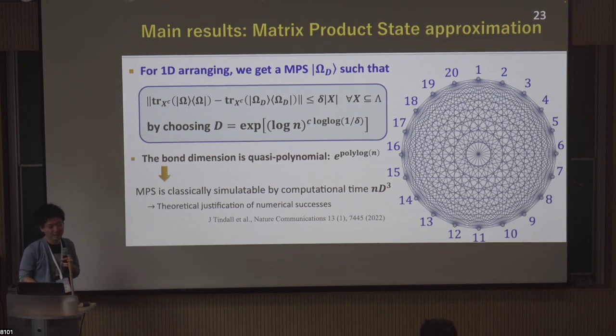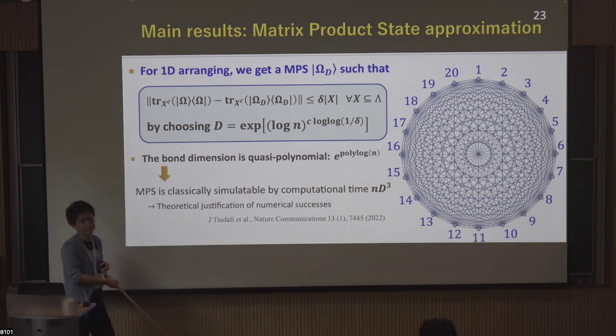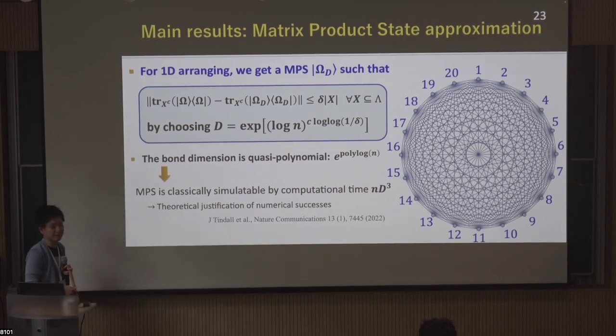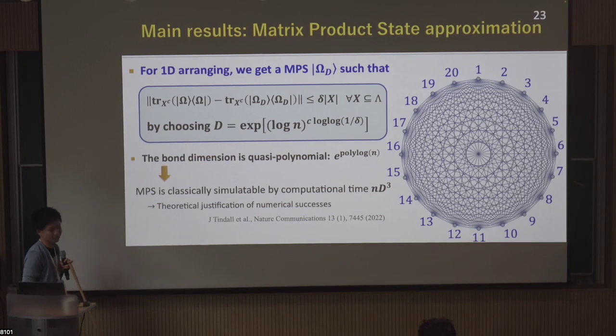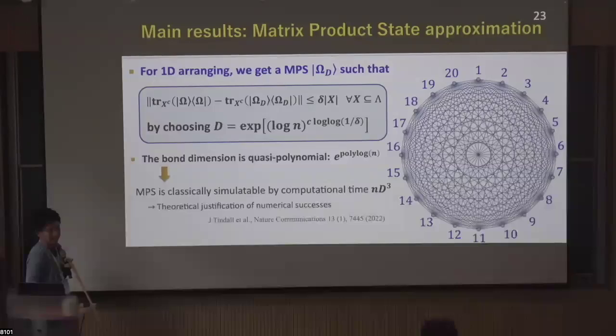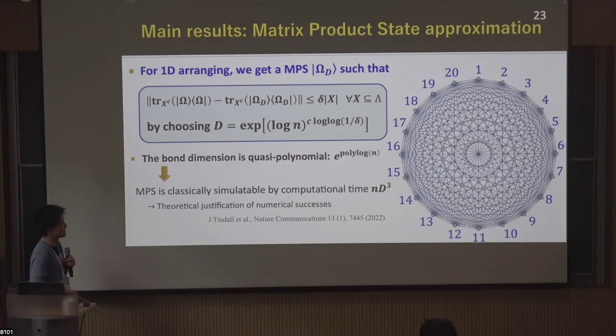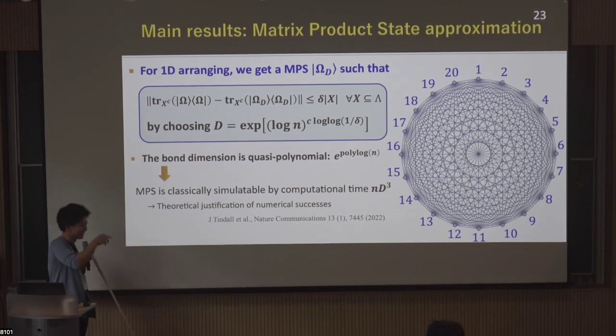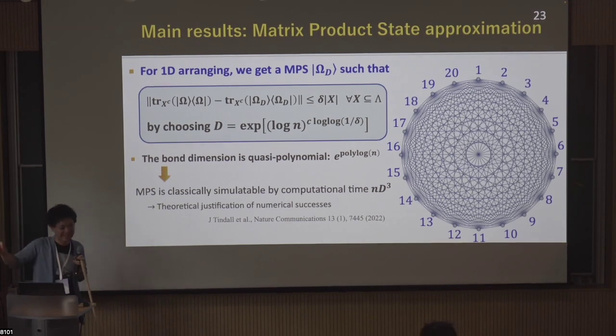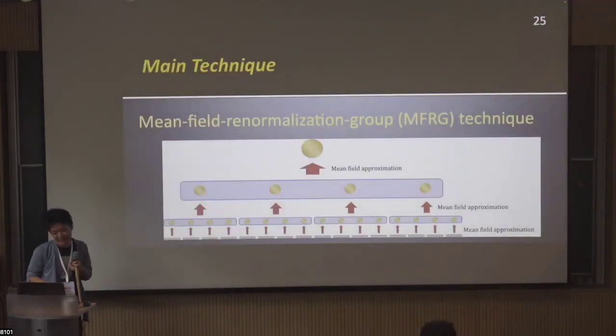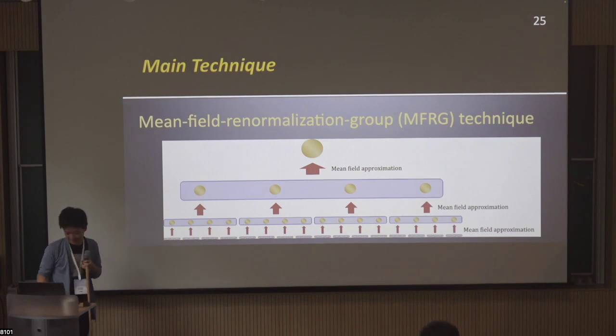Yes, quasi-polynomial means exponential in polylog n. In all dimensions you would get a similar error in 1 over delta. Are you talking about the 1-dimensional case? In this case, I consider the fully connected model, so there are no dimensions. But even in this case, we can utilize the 1D-like structures.